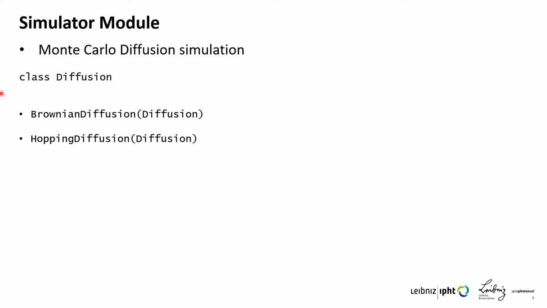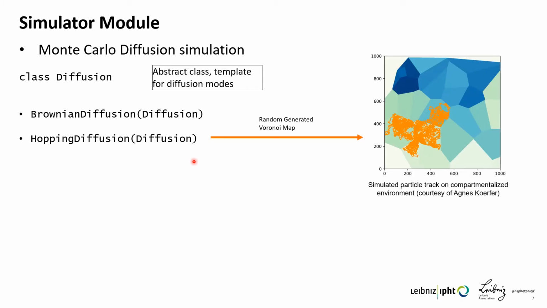Further, we have the simulator module, which allows the user to simulate single particle trajectories through simple Monte Carlo methods. In this module, we have the diffusion class, which is an abstract class that can work as a template for different diffusion modes. For example, we have implemented two already. One is simple Brownian diffusion, and the other one is hopping diffusion, in which we generate a compartmentalized environment as a Voronoi map, and in which a Brownian particle is diffusing with a certain probability of jumping from one compartment to the other, or hopping.